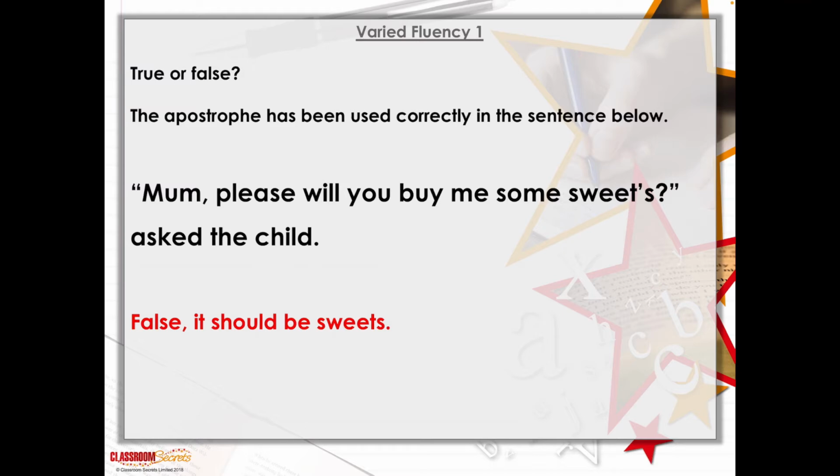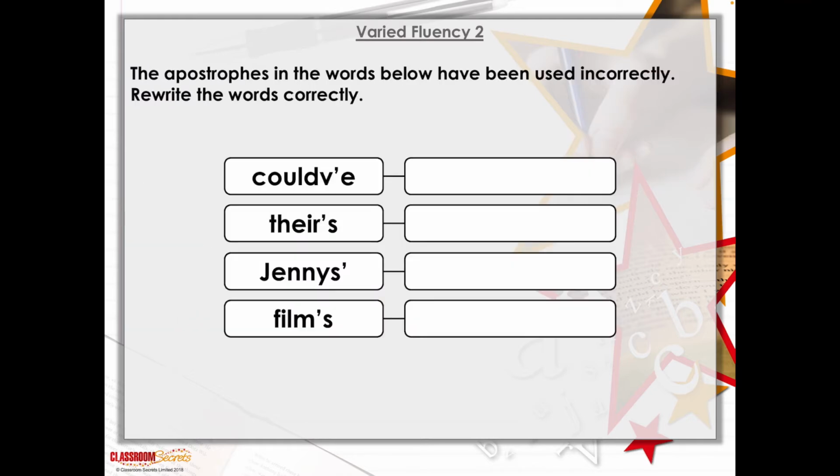And it's really important that we remember this rule, that just because we know about the use of an apostrophe, it doesn't go on the end of every word that ends in an S. Right, okay, so the apostrophes in the words below have been used incorrectly. Rewrite the words correctly. So I'm just going to give you a little bit of time to have a look at those and see if you can see where the mistakes have been made.